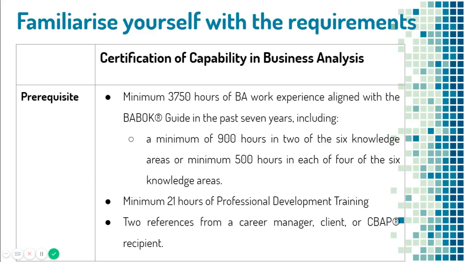The second requirement is to attend a training program, which will enable you to document 21 hours of training. And you also need 2 references. They could be your career manager, they could be your clients who are CBAP recipients, they could be your boss at work. So it could be someone very experienced, like your mentor in the field, or anybody who is CBAP certified. Also, this requires you to agree to the CCBA Code of Conduct as well.